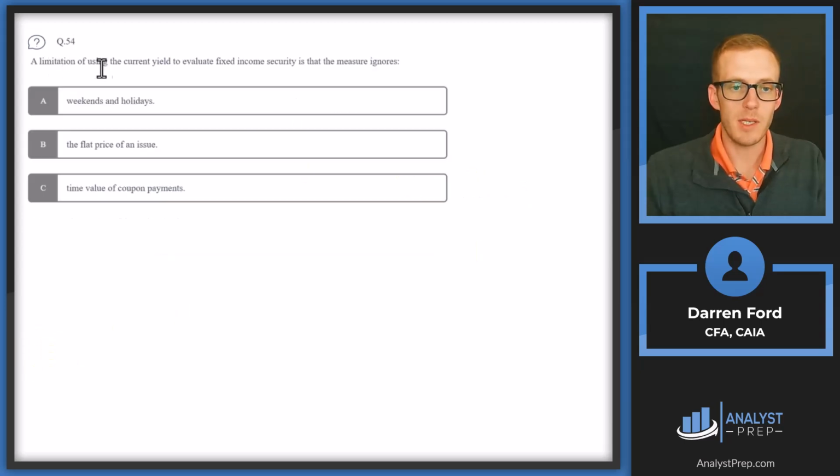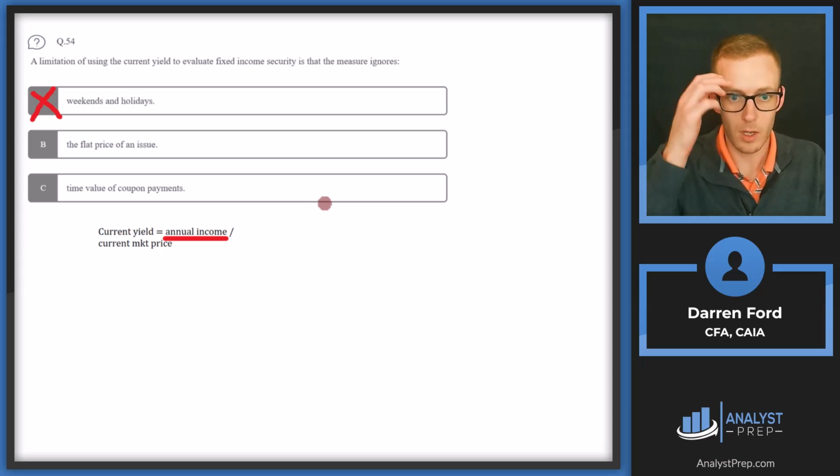Question 54. A limitation of using the current yield to evaluate fixed income security is that the measure ignores. So current yield, pretty straightforward. It's just going to be our annual income over current market price. So that in mind, let's take a look at these. A, weekends and holidays. It does not ignore weekends and holidays. It's just taking that annual income for the year and divided by market price. It doesn't have anything related to kind of days of compounding in the calculation.